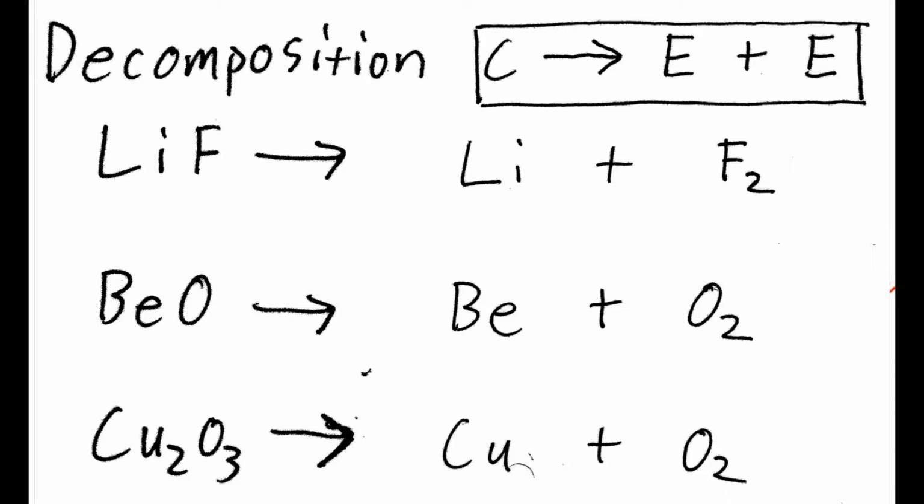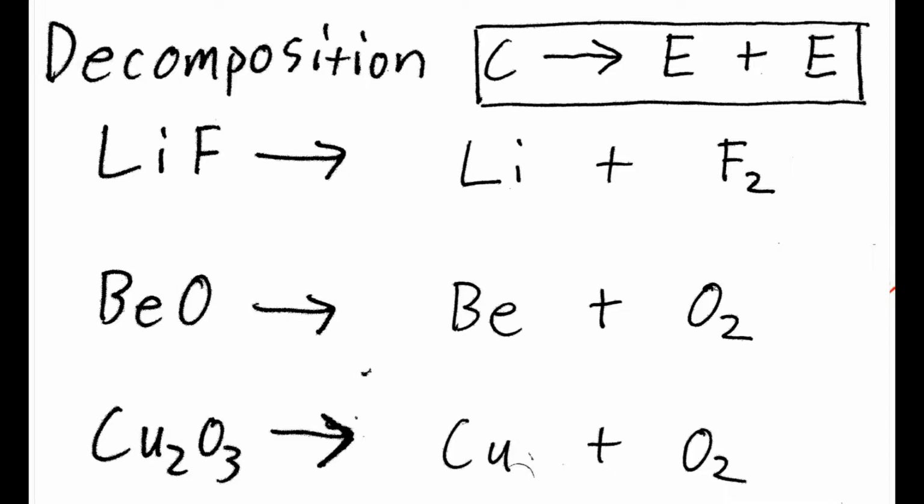So you got two elements. Separate them. Drop subscripts. Be plus O. If they're diatomic, give it a subscript 2. Is this diatomic? No. Is that diatomic? Yes. And then balance. There you go. All right, this next one, though, is a little bit more.